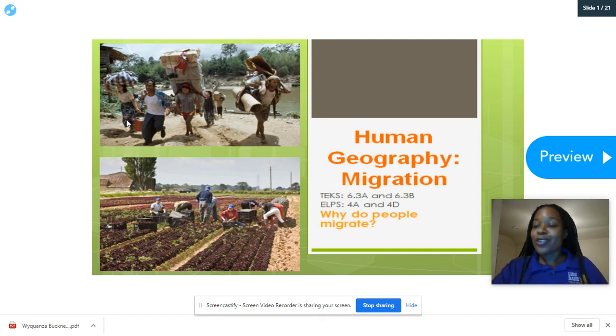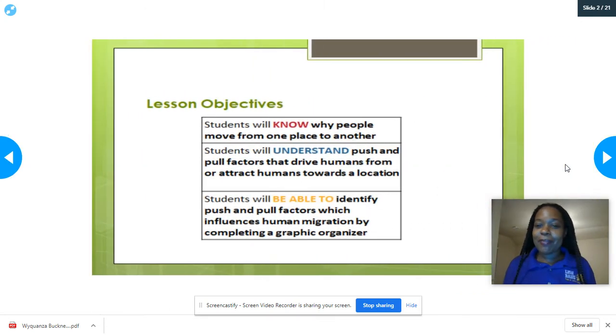So, we're talking about humans and what they do with the land. And one of the things that humans do is migrate. Why do people migrate? What is migration? You're going to learn about that today. You're going to learn about migration, immigration, pull and push factors. So that's what we're going to talk about today. So let's get into it.